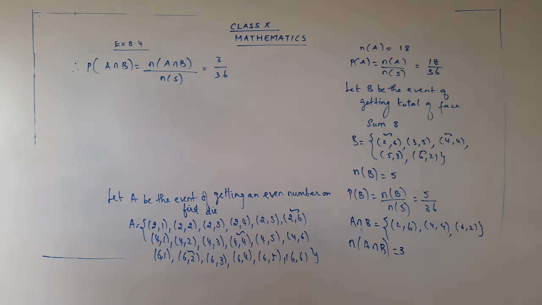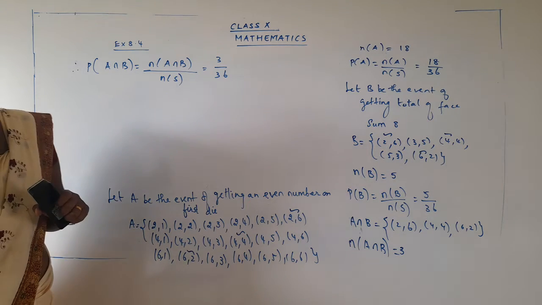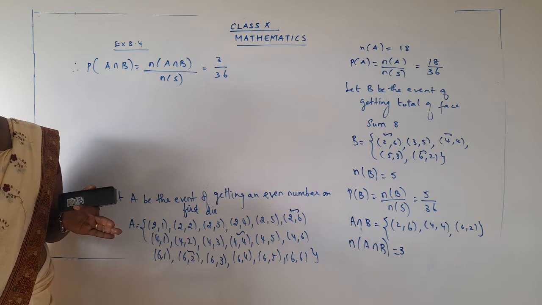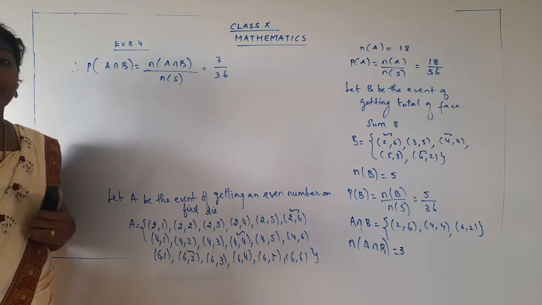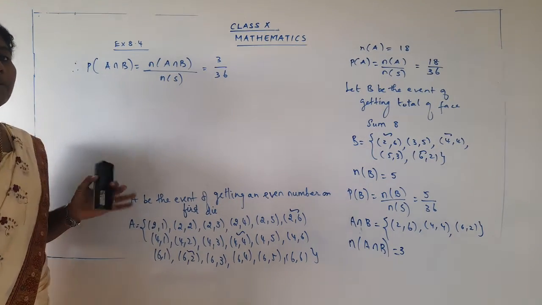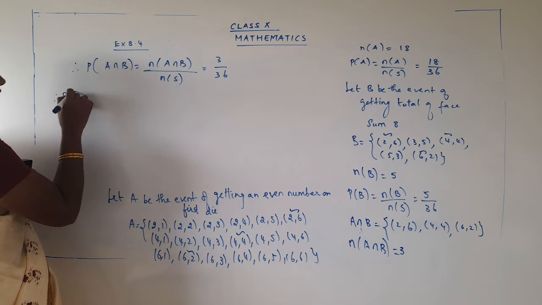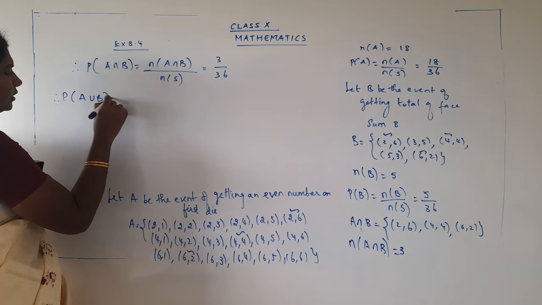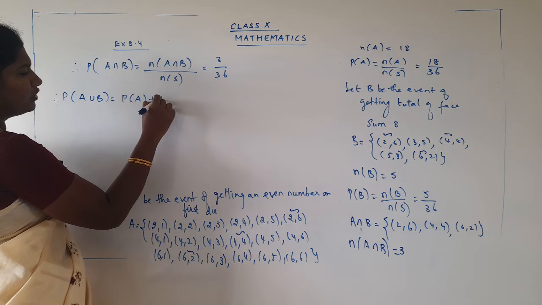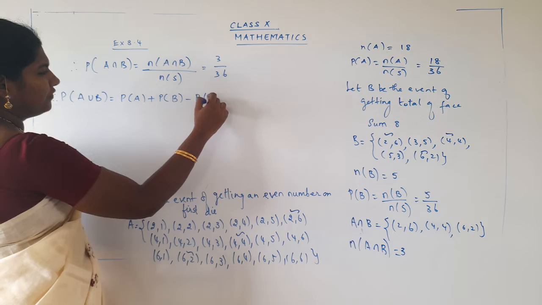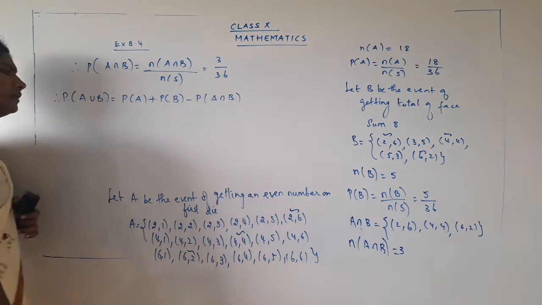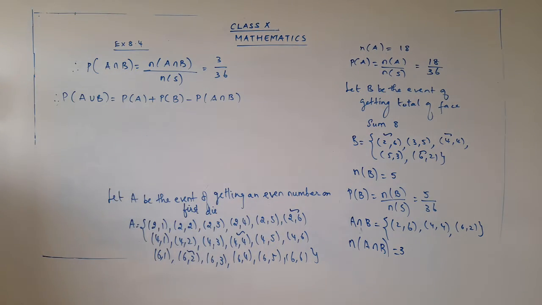Now, I am just going to apply the formula. The question is, two dice are rolled once. Find the probability of getting an even number on the first die or a total. Or means you have to find out A union B. So here I will find out, therefore, P of A union B is equal to P of A plus P of B minus P of A intersection B.